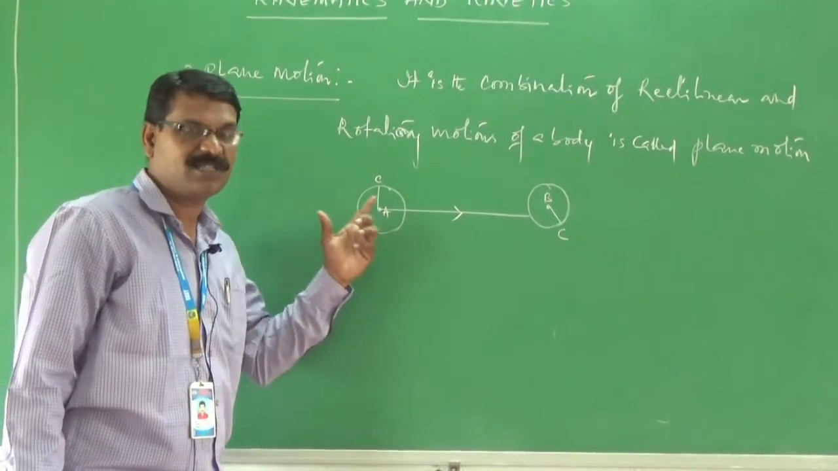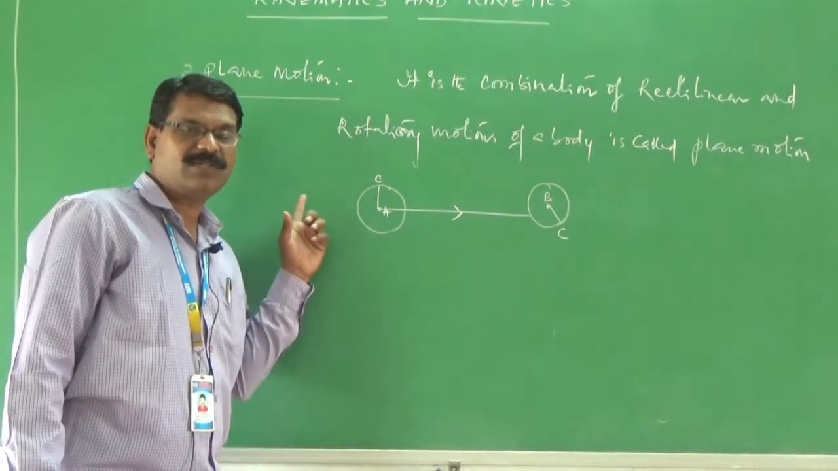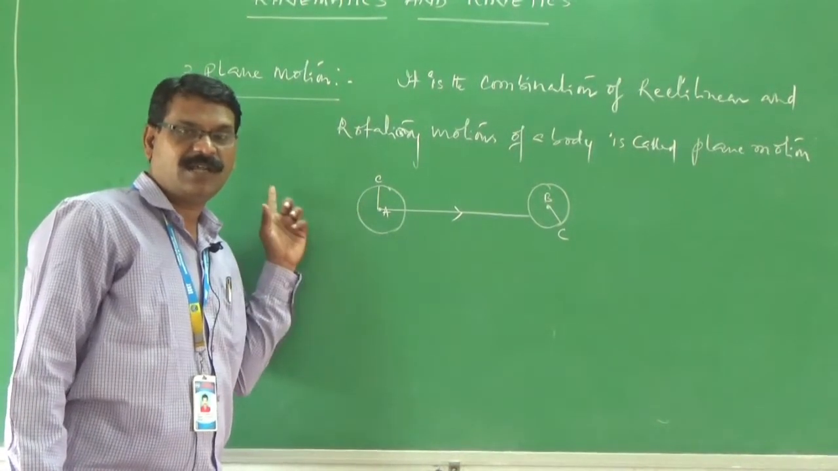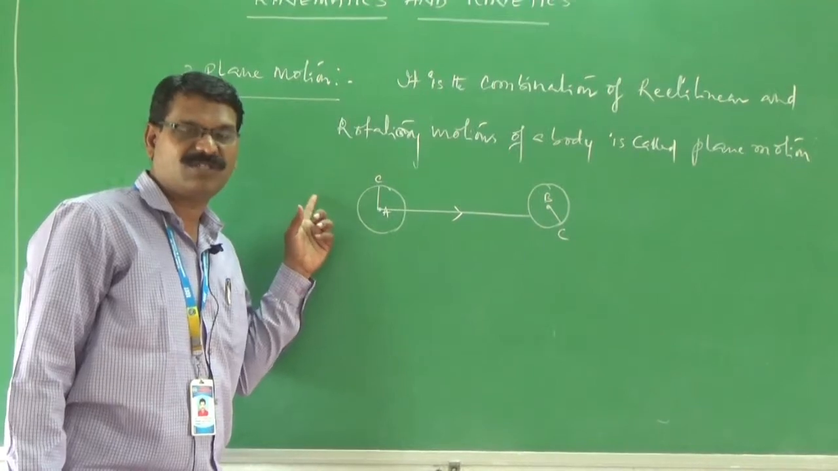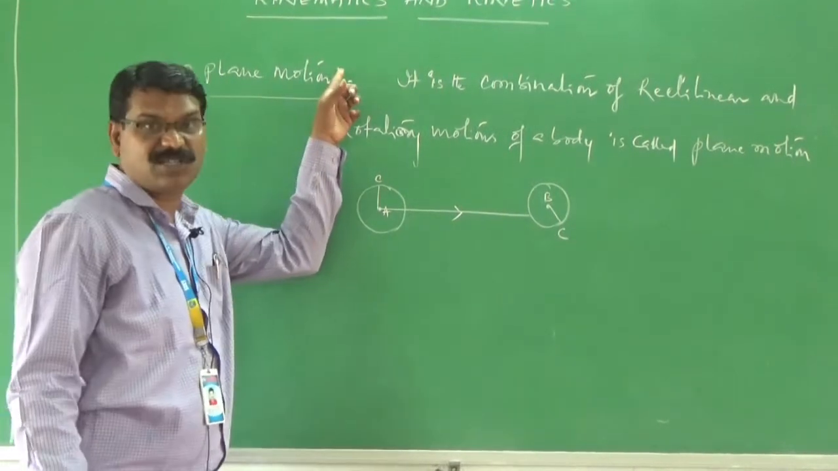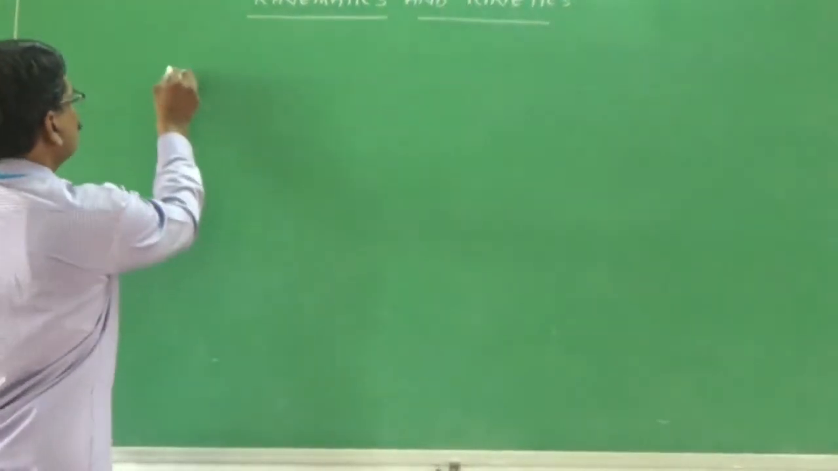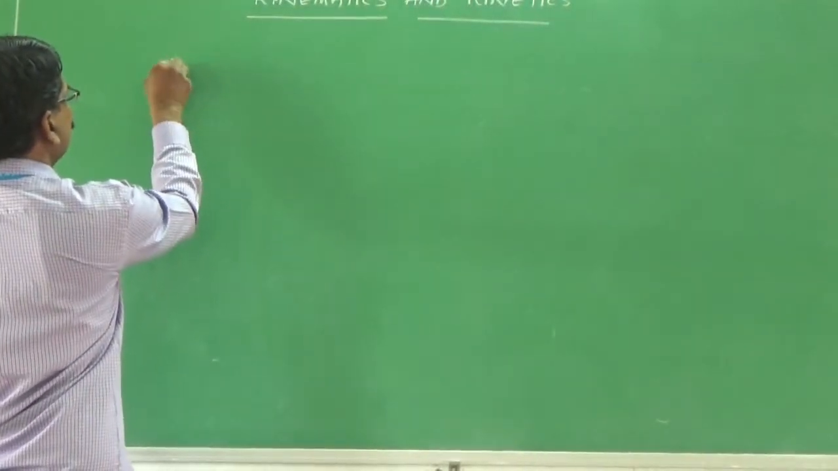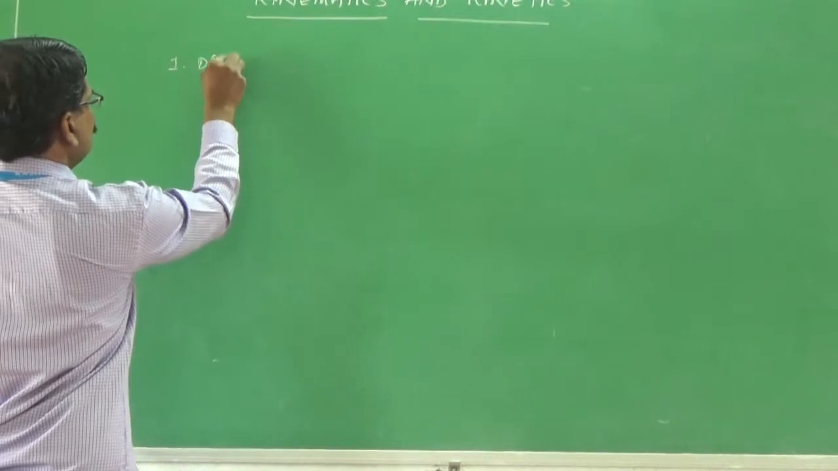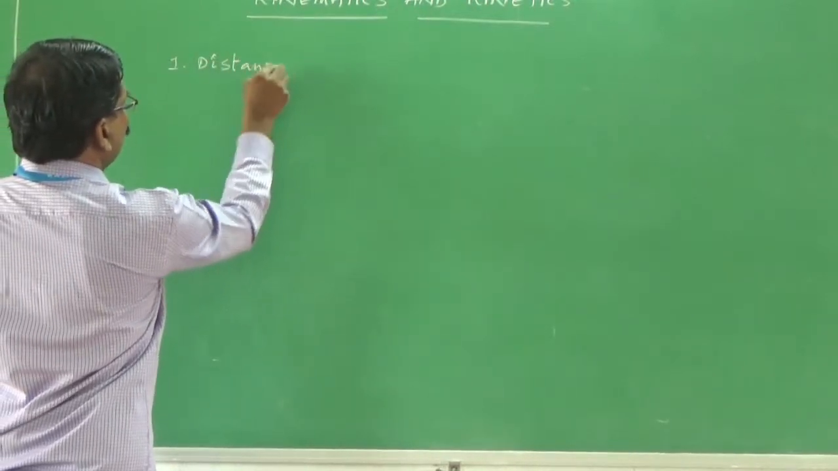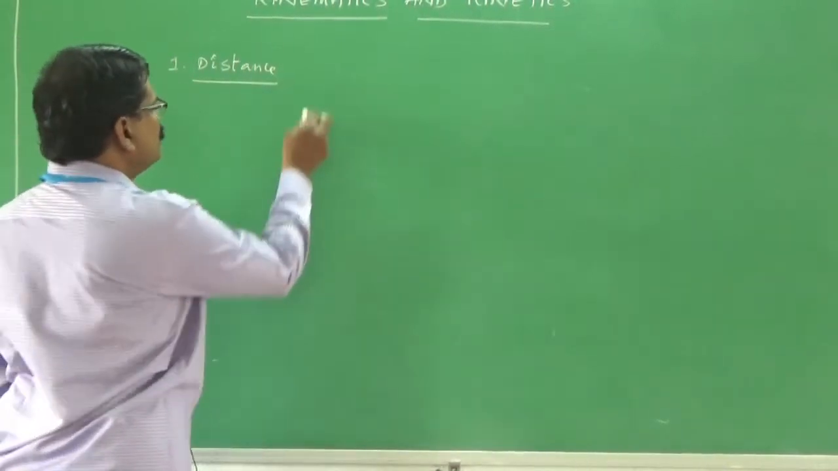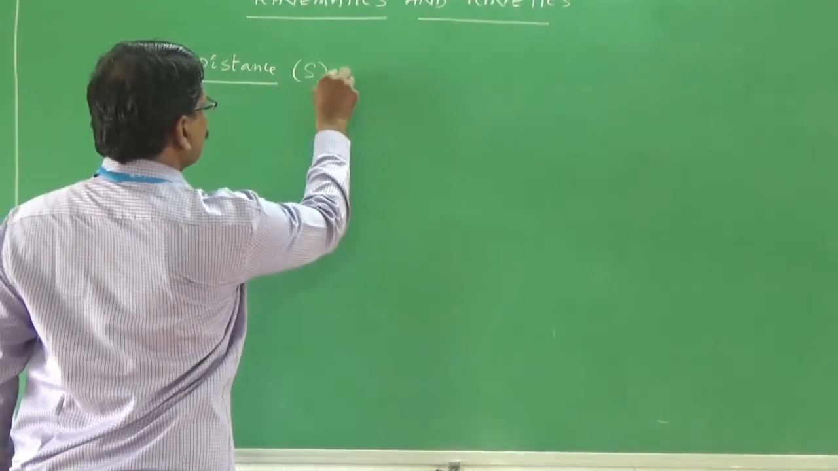Now, after knowing the types of motion, we are going to enter into the equations of motion under gravity. Let us see this. Before I explain the equations of motion under gravity, there are three most prominent definitions towards explaining the kinematics of a body. The first basic definition is distance. Usually, this distance is denoted by a letter S.